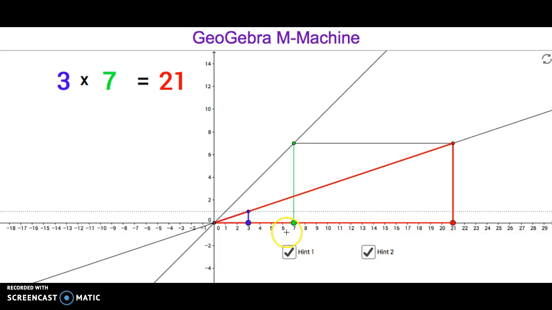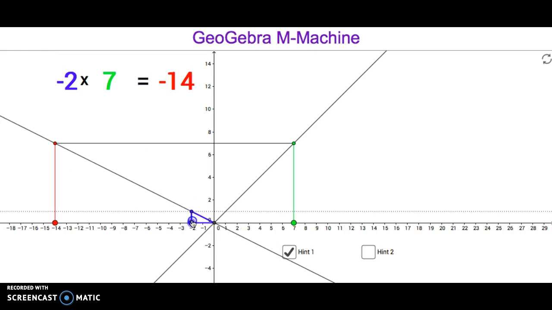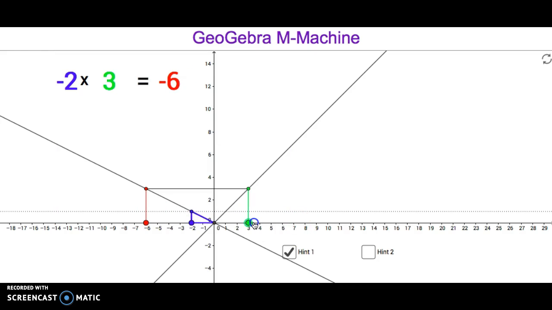So the smaller triangle here and the larger red triangle are similar triangles. Let's see if that always works. Let's look at negative numbers. I have negative 2 times 3. Let's look at our first triangle. It has a height of 1 and a base of negative 2. Even though we don't measure distance in negative numbers, we'll say it has a distance of 2. And here we have a height of 3 and a distance of 6, so they're still similar triangles.